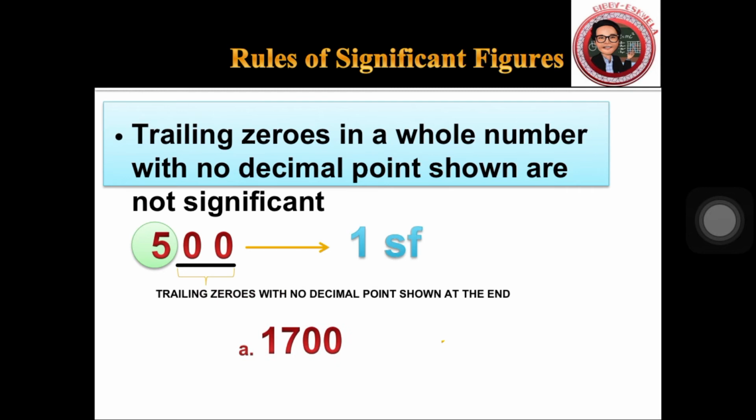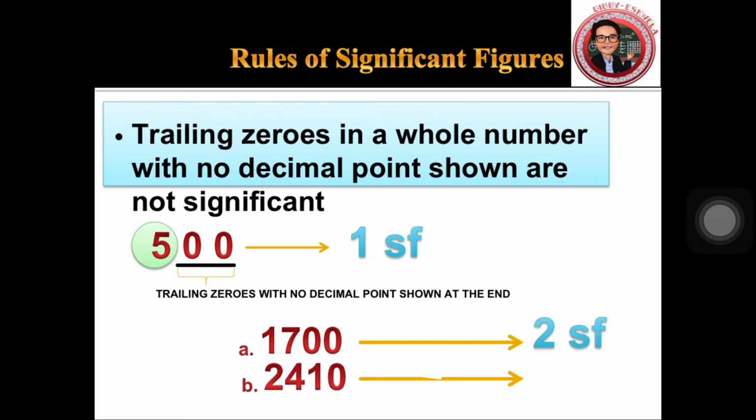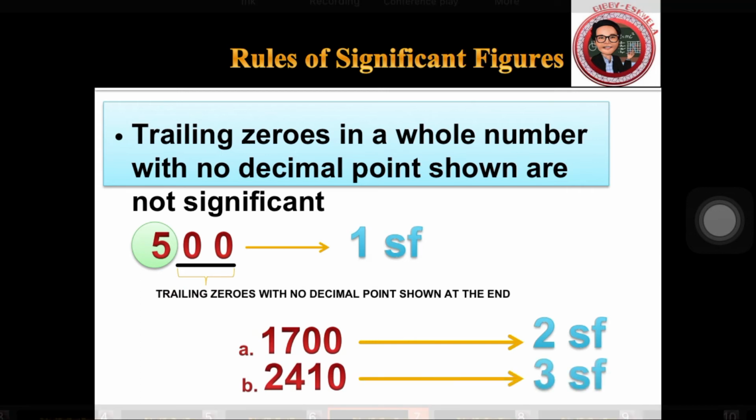Okay, how about for letter A? How many sig figs does it have? Yes, it has 2 sig figs. And for letter B? Alright, I guess the answer you have in mind now is correct. It has 3 significant figures.